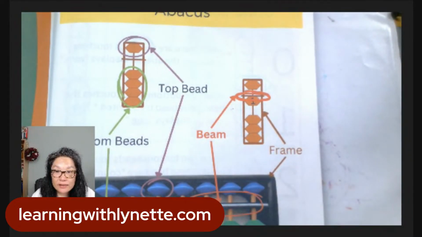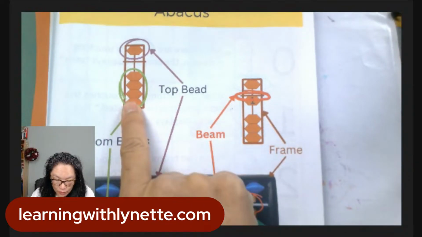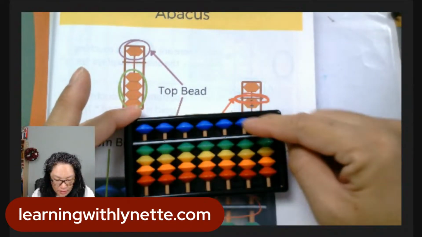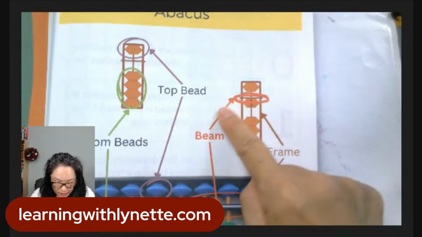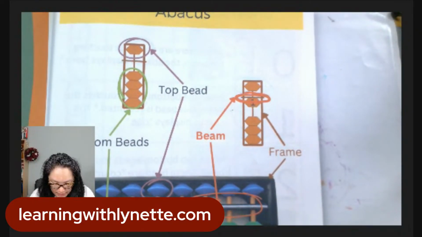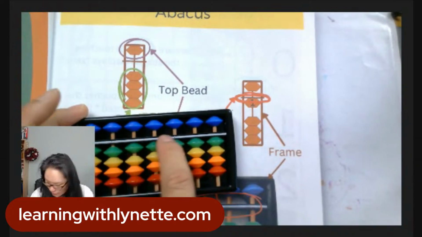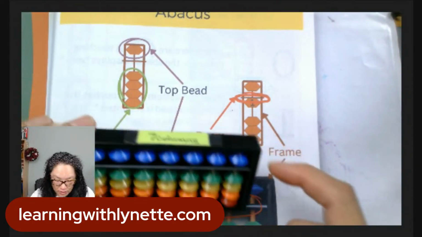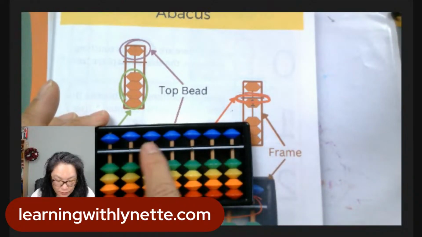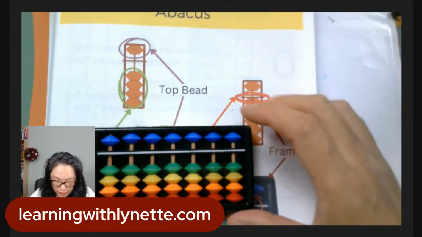Here is my abacus, and we're going to know that we have the top beads. These are the top beads. Here's a horizontal bar, and then we have the bottom beads. This beam is the horizontal bar. Make sense? This horizontal bar is what tracks our information, what tracks our beads.